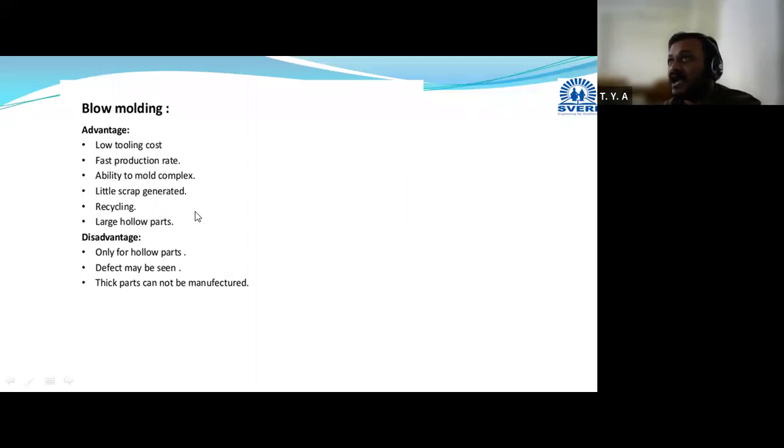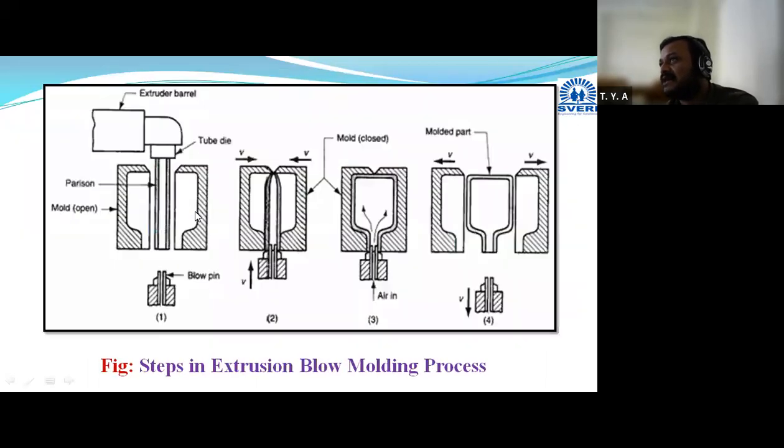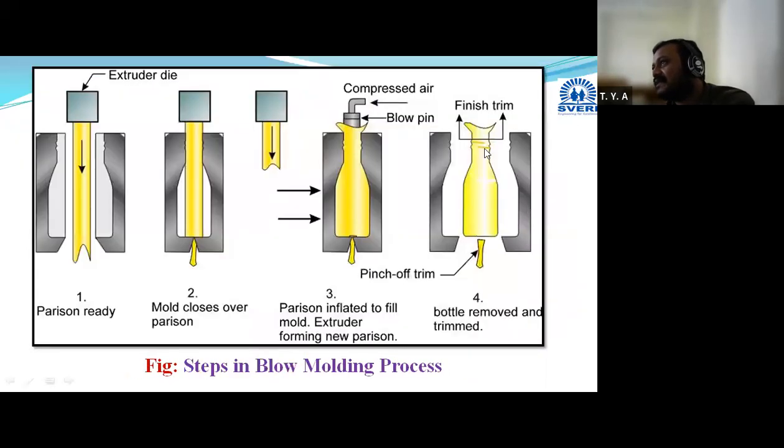Initially I have shown you that some flash, some extra material will be there. This is also termed as pinch off. Some flash, extra material will get attached to your product. That is nothing but your flash. Or after performing some finishing operation, some scrap will be generated. Now, when we are using extrusion blow molding process, scrap generation will be more. And when we are using the injection blow molding process, scrap will be less.